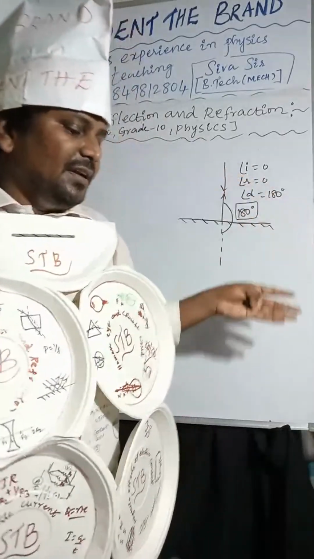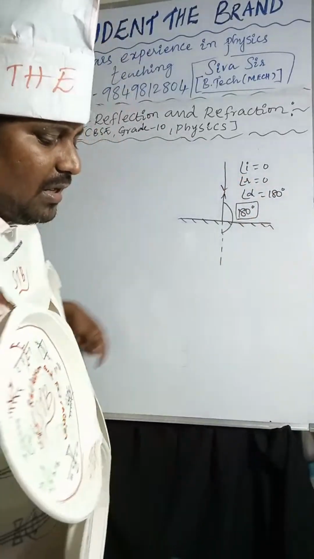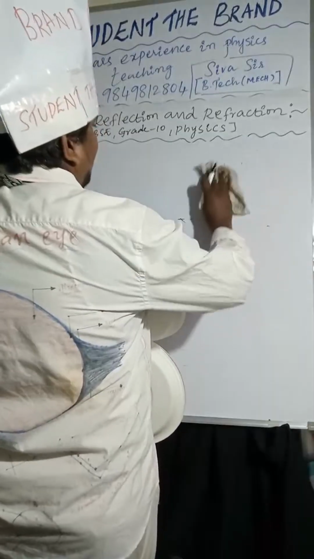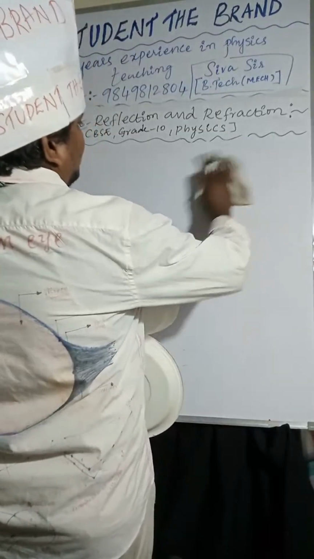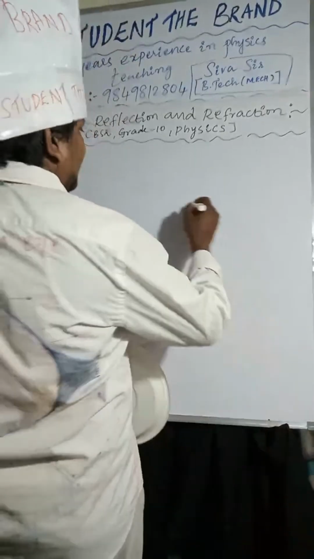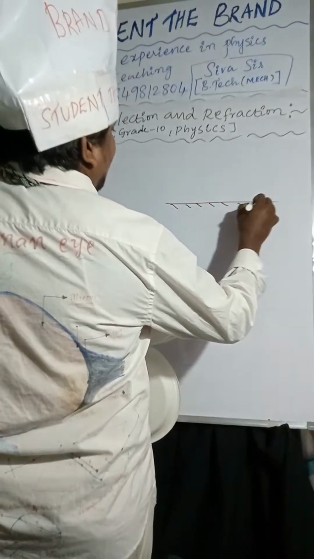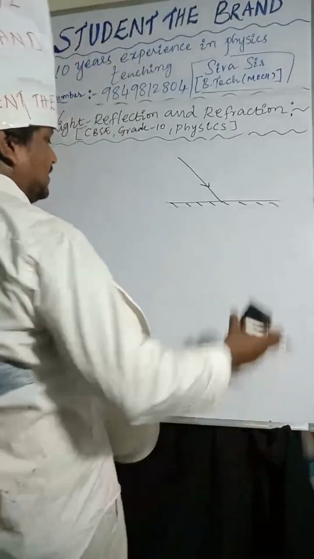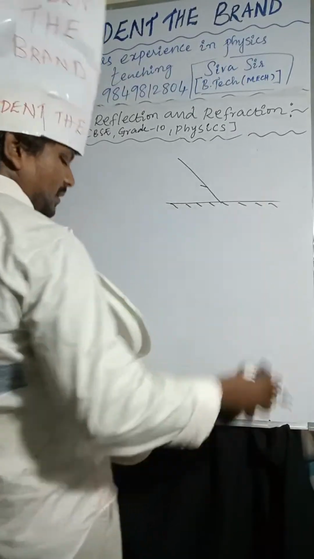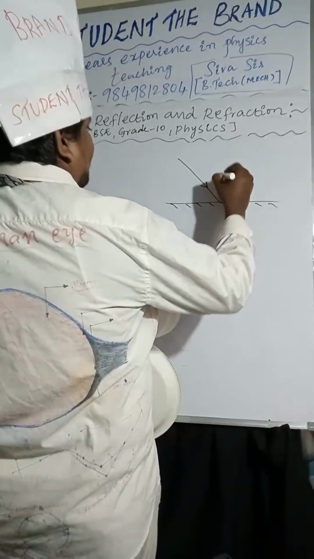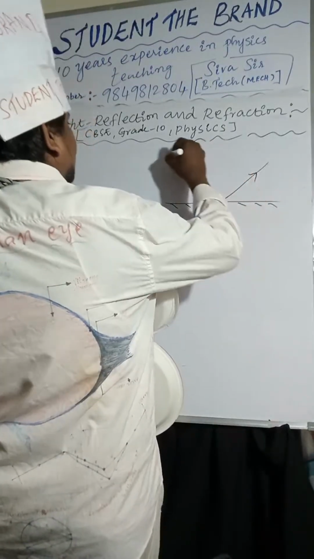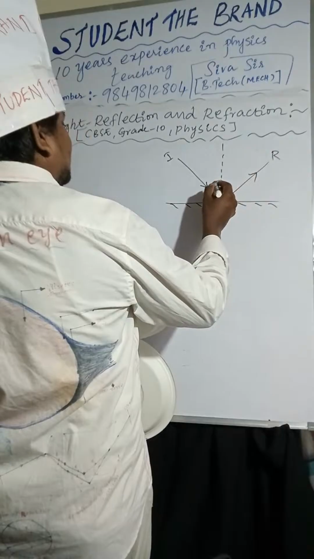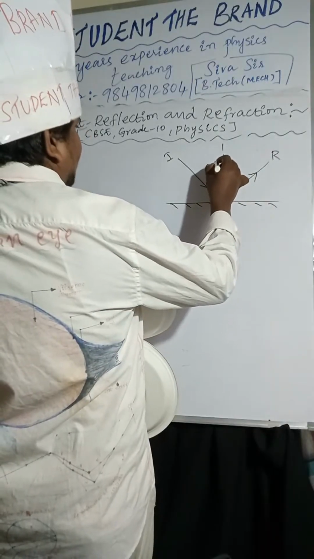Suppose the light ray is incident on the plane mirror with an angle of 60 degrees. Like this, the plane mirror, and the light ray incident like this. So this is the incident ray, and this is the reflected ray. I'm taking this as the normal line. The angle between the incident ray and the normal is, suppose, 60 degrees.